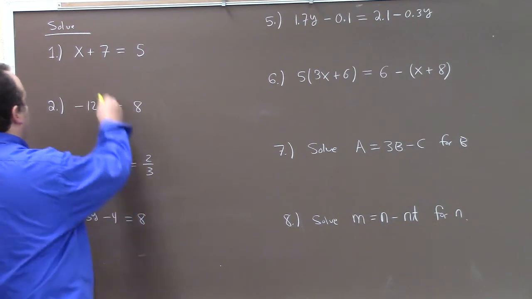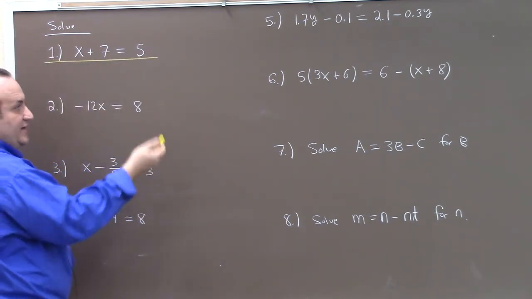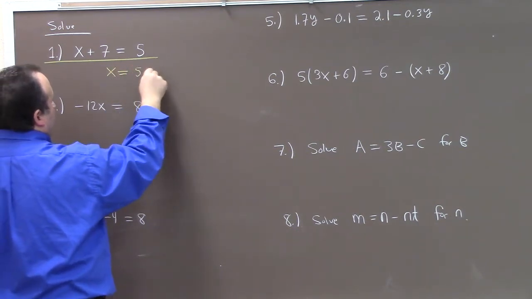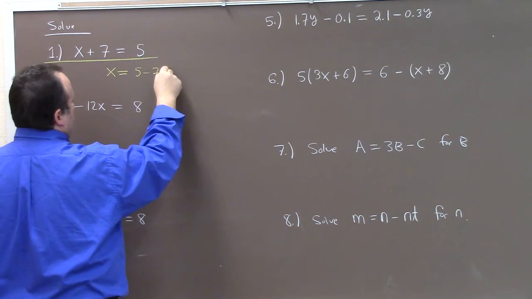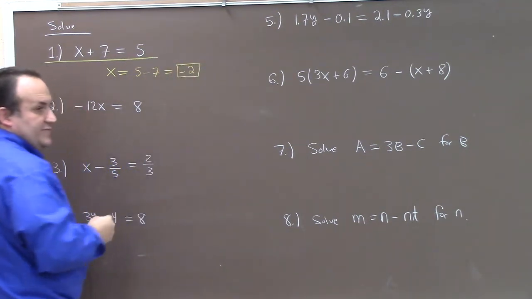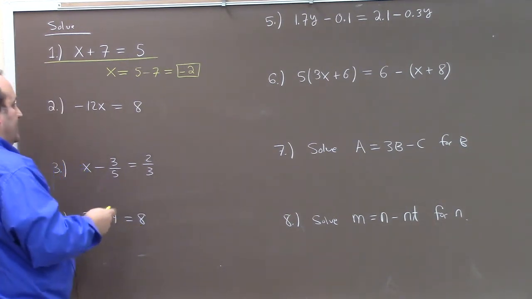So here, I'll just go through these problems to get us started. We subtract 7 from both sides. The answer is x equals 2. 5 minus 7 is equal to minus 2. Everybody get that? I see some nodding. How about this next one here?